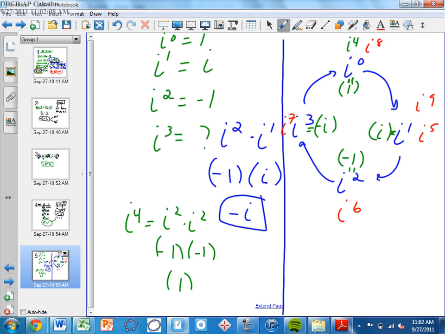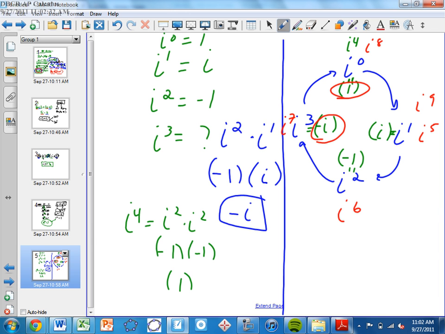So if you were asked like i to the 12th, you could say, okay, let me count. This was 9, 10, 11, 12. So i to the 12th sits up here, and that value would just be 1. If you were asked instead i to the 15th, well, we just said this was 12. 13, 14, 15. So i to the 15th is over here, so i to the 15th is just -i.